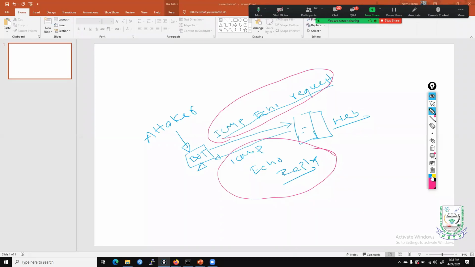But what happens with lots of echo requests? Say you are sending thousands of echo requests to the server. The server will respond to all of those requests, right? All of those requests.